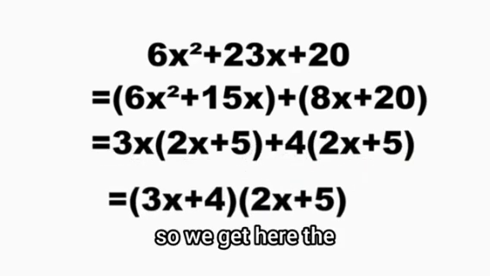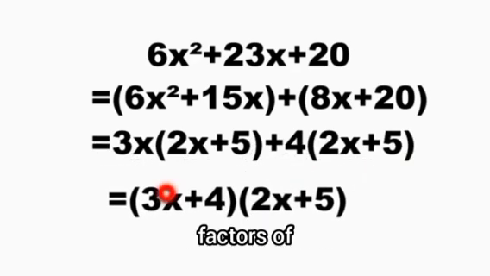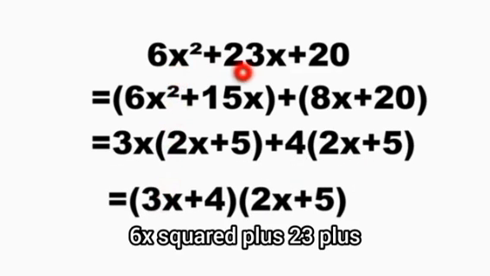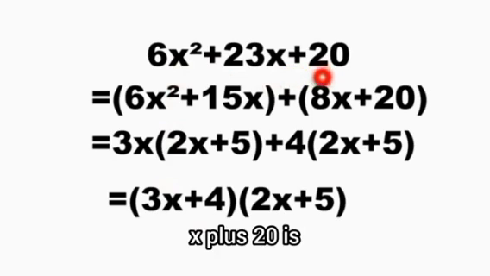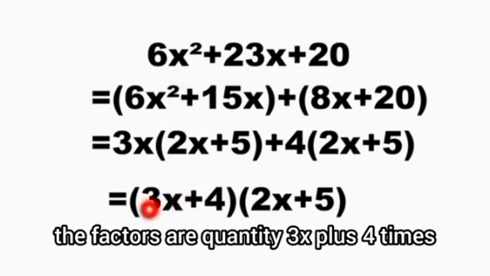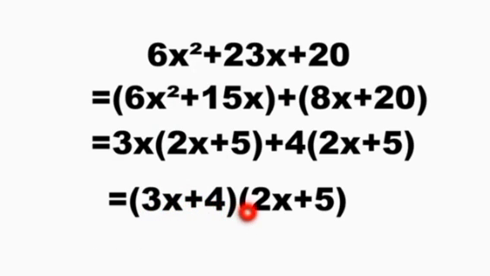So we get the factors of 6x² plus 23x plus 20: the factors are the quantity 3x plus 4 times 2x plus 5. This is much easier now.